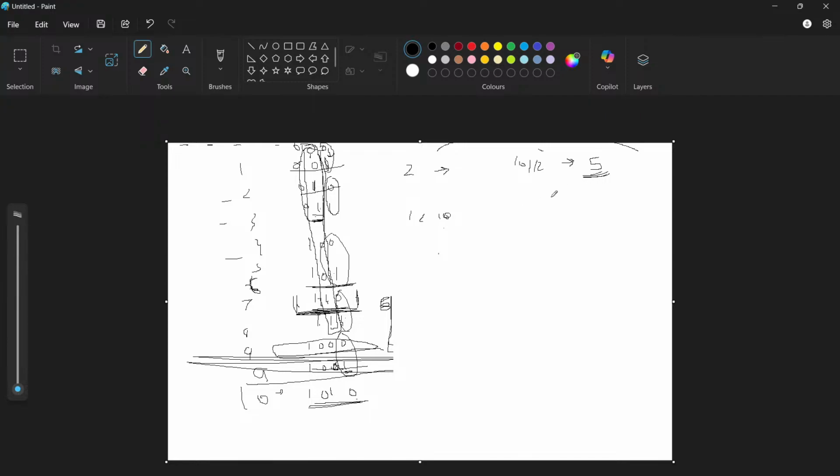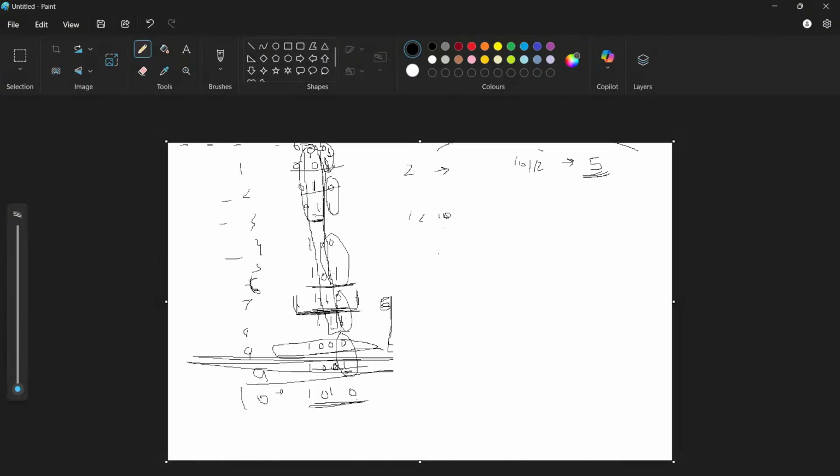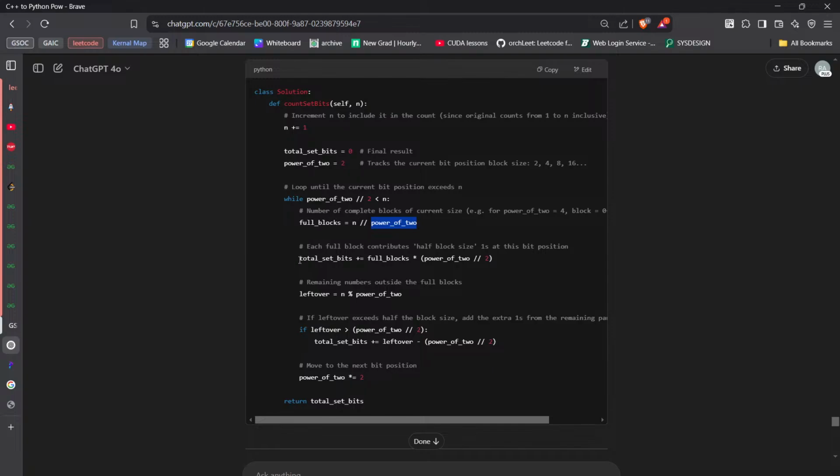Now I'll multiply that 5 with power of 2 divided by 2. 2 divided by 2 multiplied by number of blocks, that is 5. 5 1s are 5. So this will give me this. So total bits plus equals to 5. Total bits will be full blocks into power of 2 divided by 2.